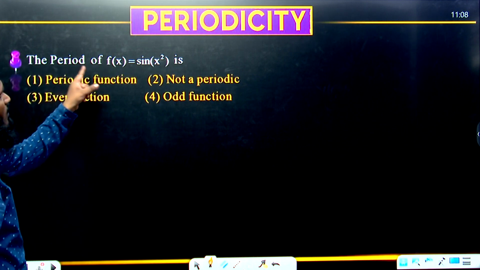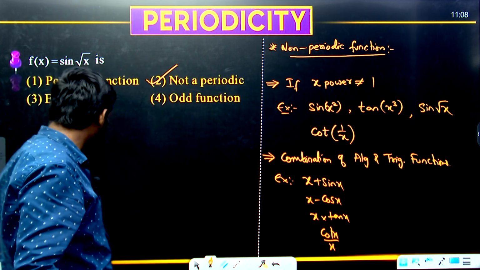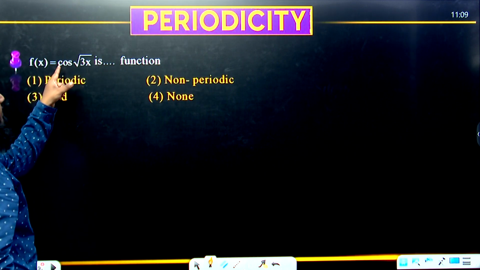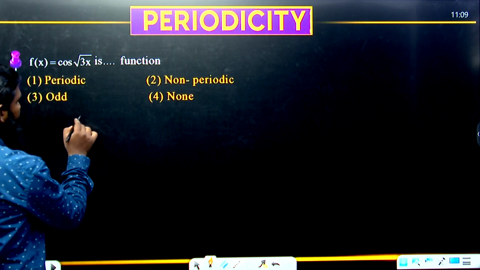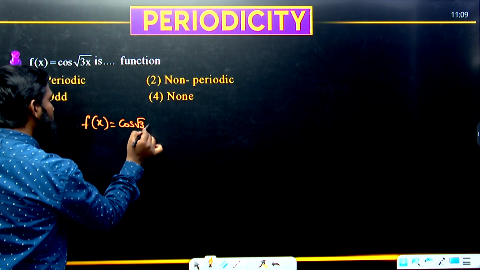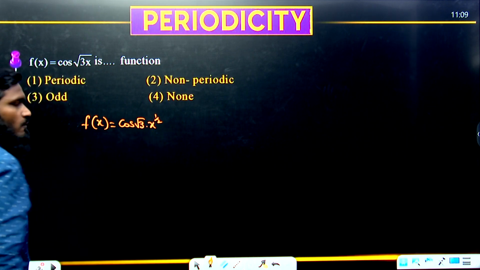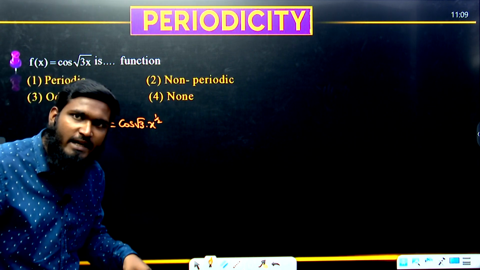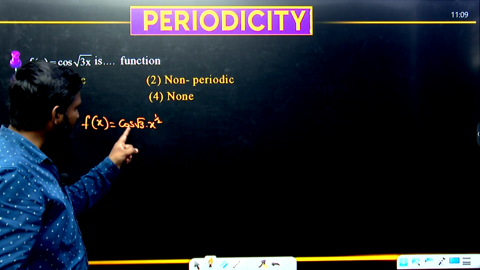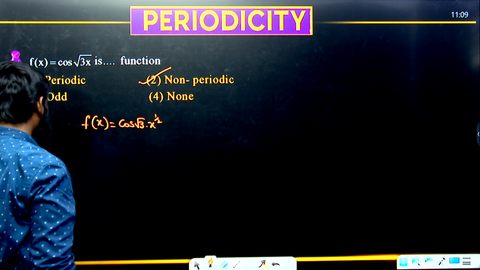Okay. Next one. The period of f of x is equal to sine x square. Sine x square means, again I have written this example over here. That is also not a periodic function. Next part, f of x is equal to cos root 3x. If you write carefully, f of x is equal to cos root 3 into root x. Root x can be written as x power 1 by 2. If the root was only for 3, then we have to call it a periodic function. But we are having the root for x also, then x power is becoming 1 by 2. So it is becoming not a periodic function. Okay.